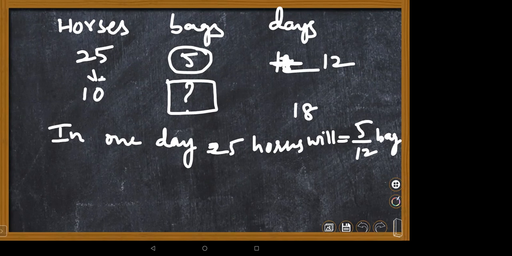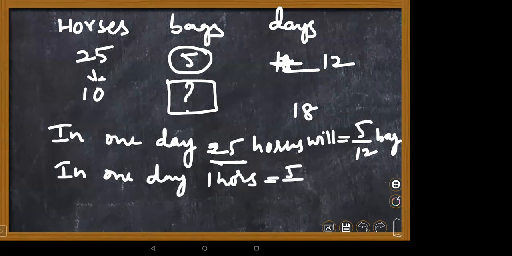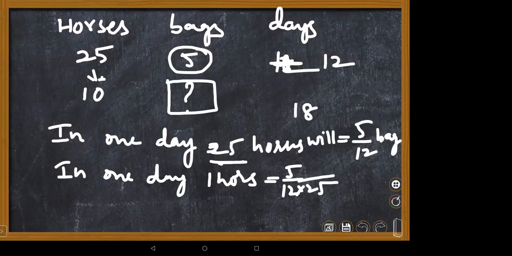horses in one day, one horse. This is about 25 horses we are taking. Ma'am, 5 upon 12 into 25. In one day, one horse. Very good. 5 by 12 into 25. Next, why we need to find in one day 10 horses. 10 horses means you should just multiply with the 10 here, right? Yes, ma'am.